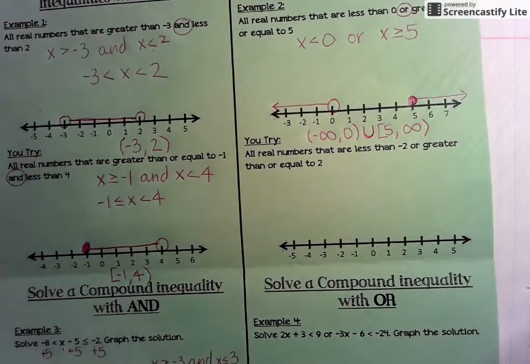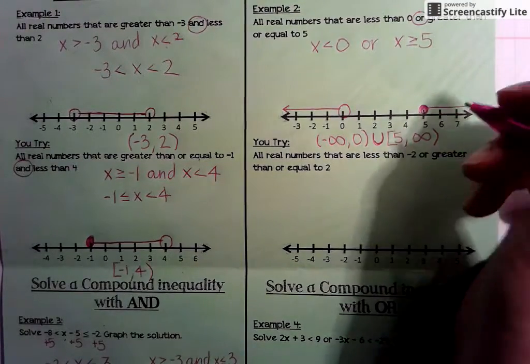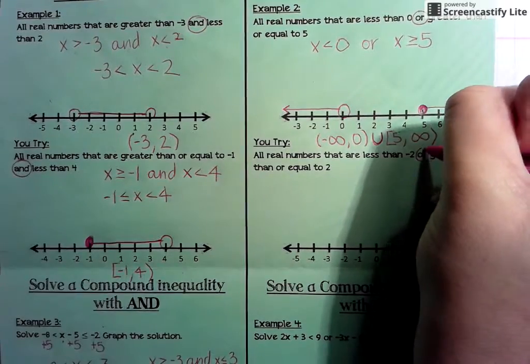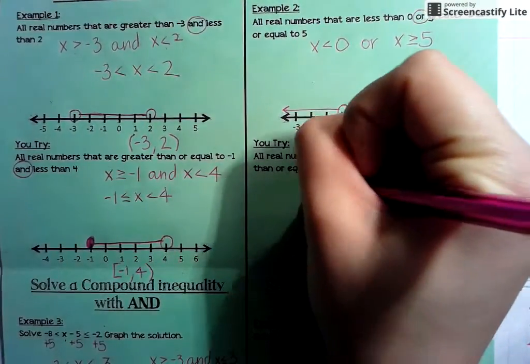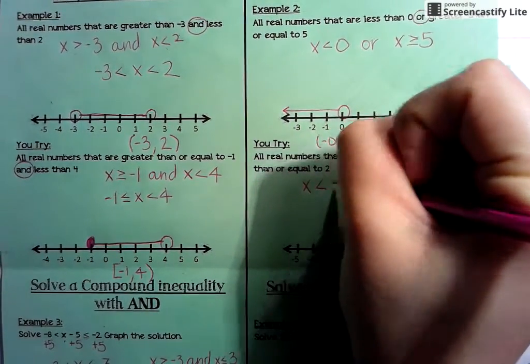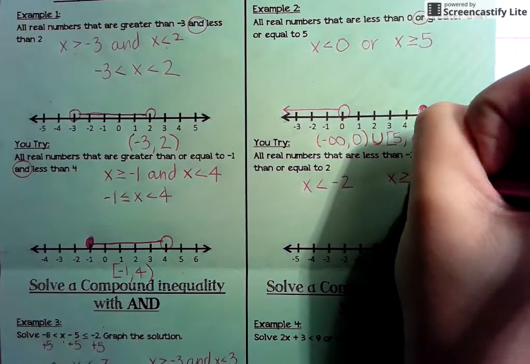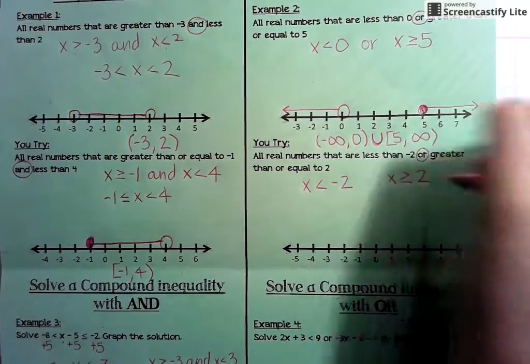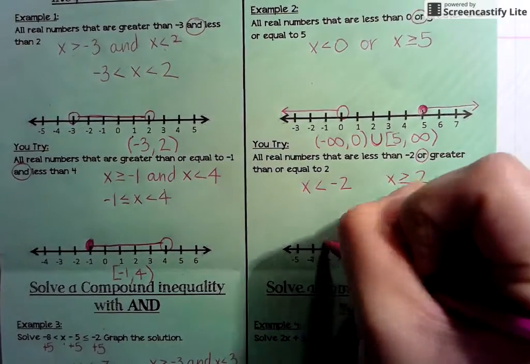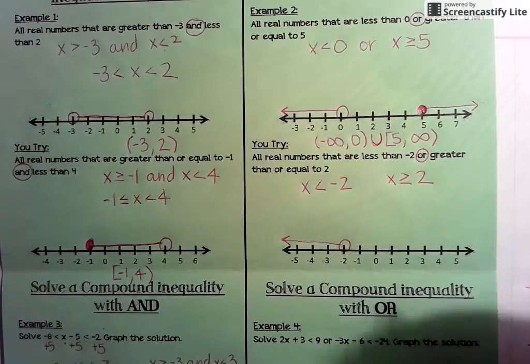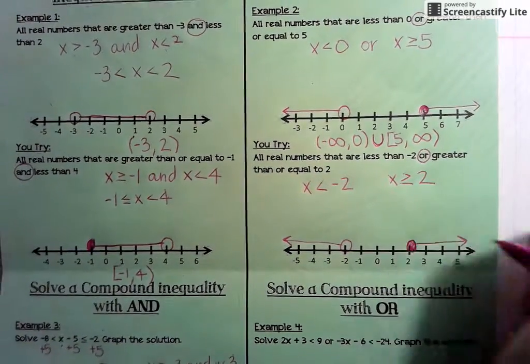Now in this next one, we have all real numbers that are less than -2 or greater than or equal to 2. So I'm going to circle that OR because that's our keyword there. So we need x is less than -2, and we need a number that is greater than or equal to 2. So in this case, we're going to have an open circle on -2. We want numbers that are less than that. We need a closed circle on 2 because we need numbers that are greater than that.